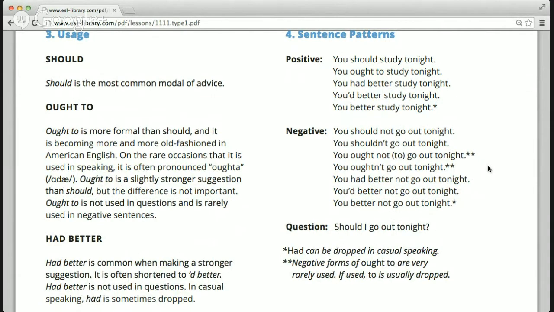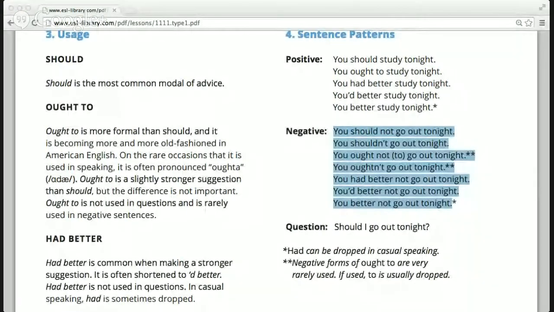Now, the second way to pronounce ought to would also be oughta. You ought to study tonight. But that's going to be very casual as well. Okay, nice job. Good. Let's go to our negative sentences, how we format our negative sentences.